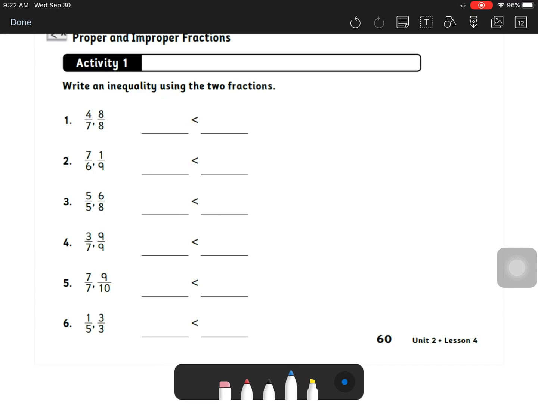Okay, similar, I think I just pulled some of those examples, so they all have less than signs, right? So let's pick out the proper fraction, put it in the left blank, improper fraction, put it in the right blank, okay? So proper fraction, 4/7, improper, 8/8. 4/7 is less than 8/8. Proper fraction is 1/9, improper, 7/6. 1/9 is less than 7/6. Proper fraction, 6/8, improper, 5/5. 6/8 is less than 5/5.